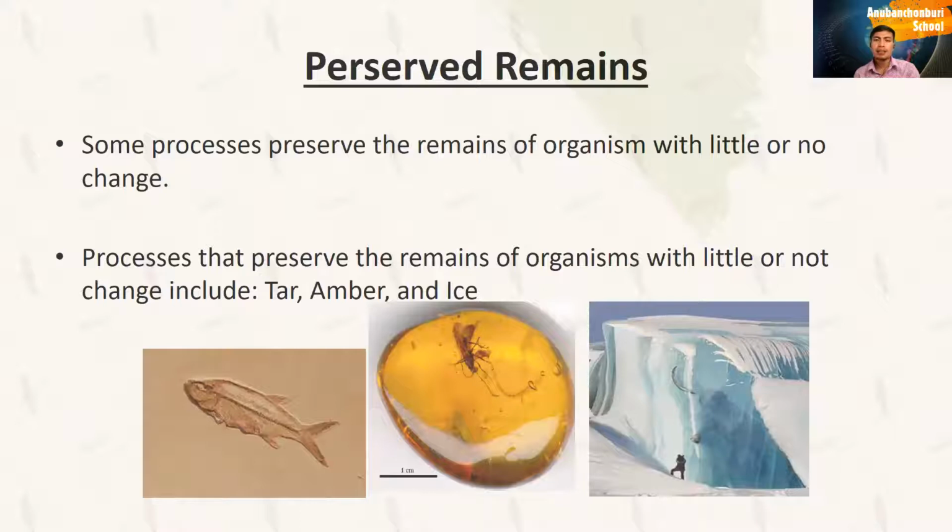And here, the preserved remains. Please remember this one: tar, amber, and ice. No other one. Water is not included. So tar, amber, and ice are some of the, oh, it should be preserved, P-R-E, not P-E-R.